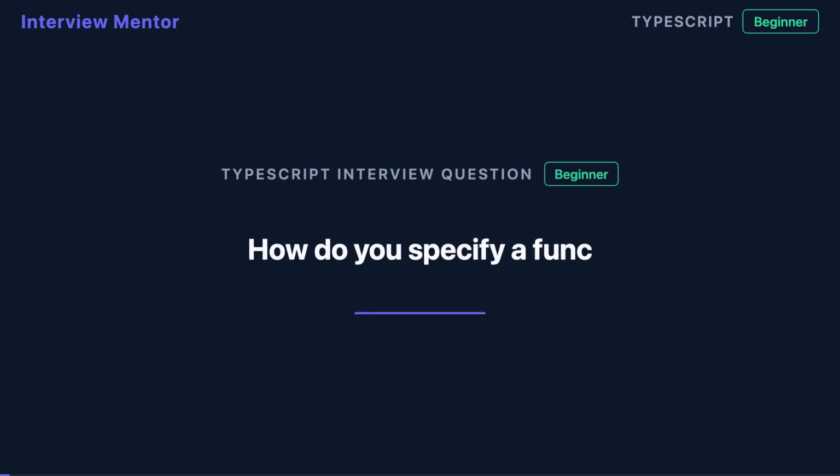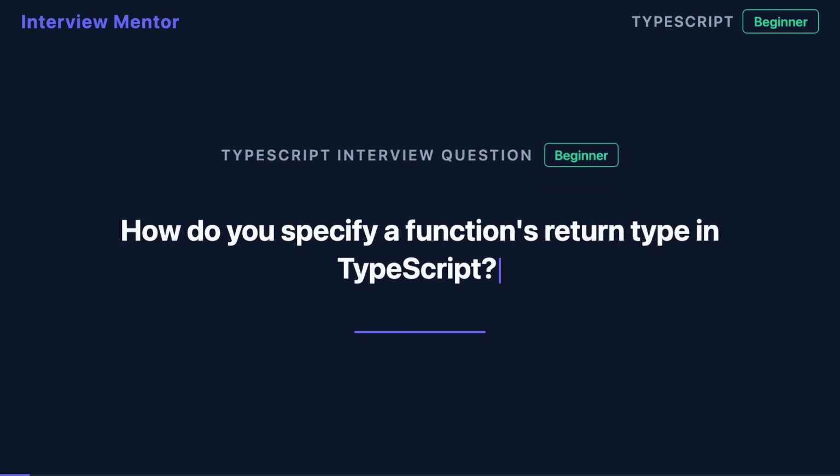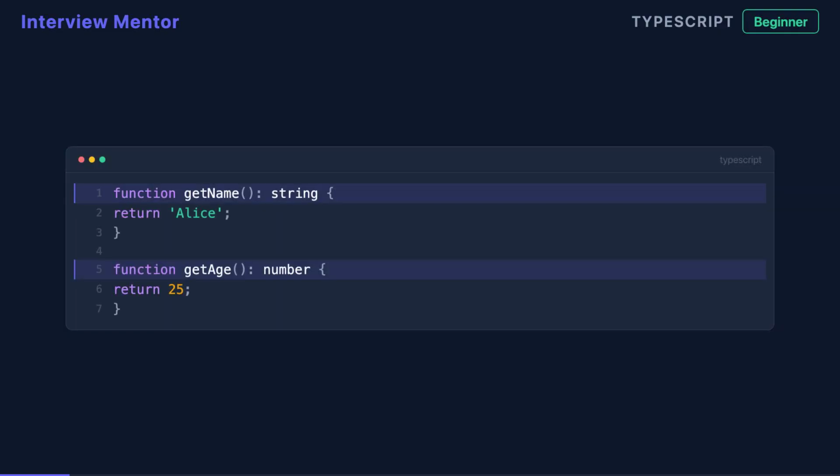Want to catch return value bugs before runtime? TypeScript's return type annotations are your first line of defense. To specify a function's return type in TypeScript, use a colon after the parameter list, followed by the type. For example, function getName takes no parameters and returns a string. The colon string annotation tells TypeScript exactly what this function will give back.